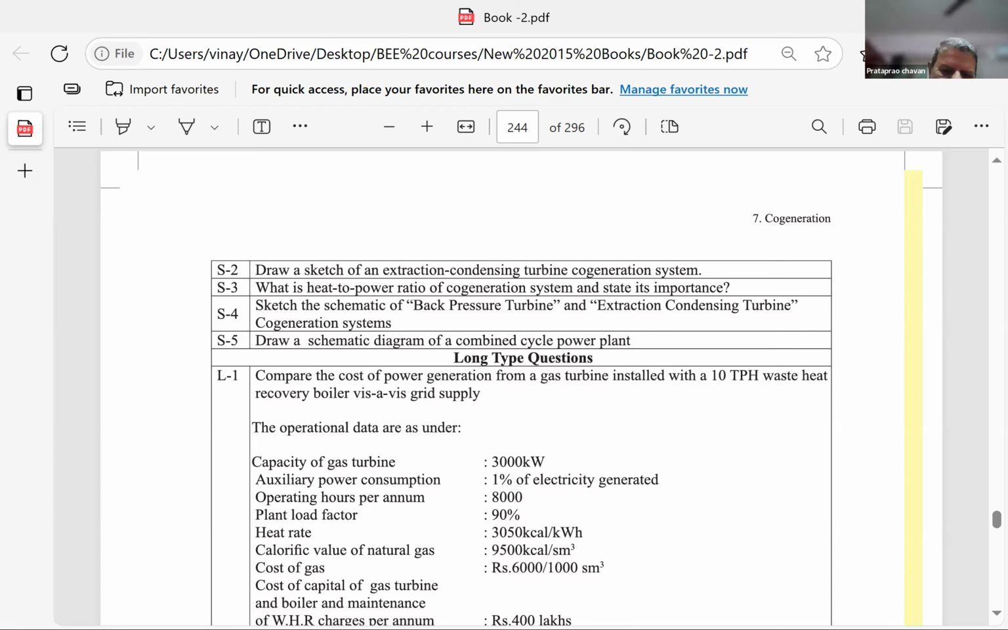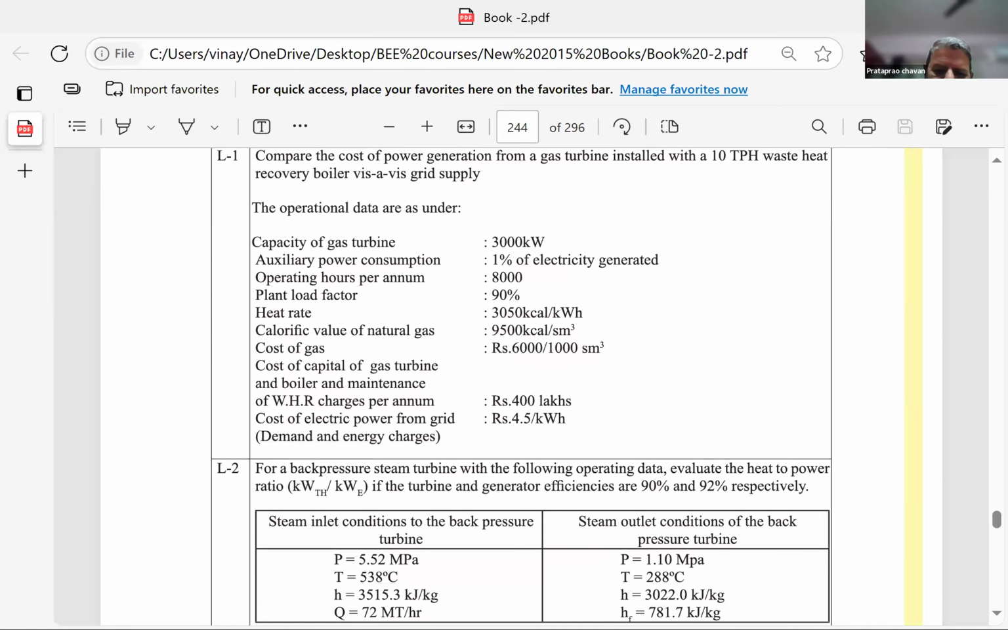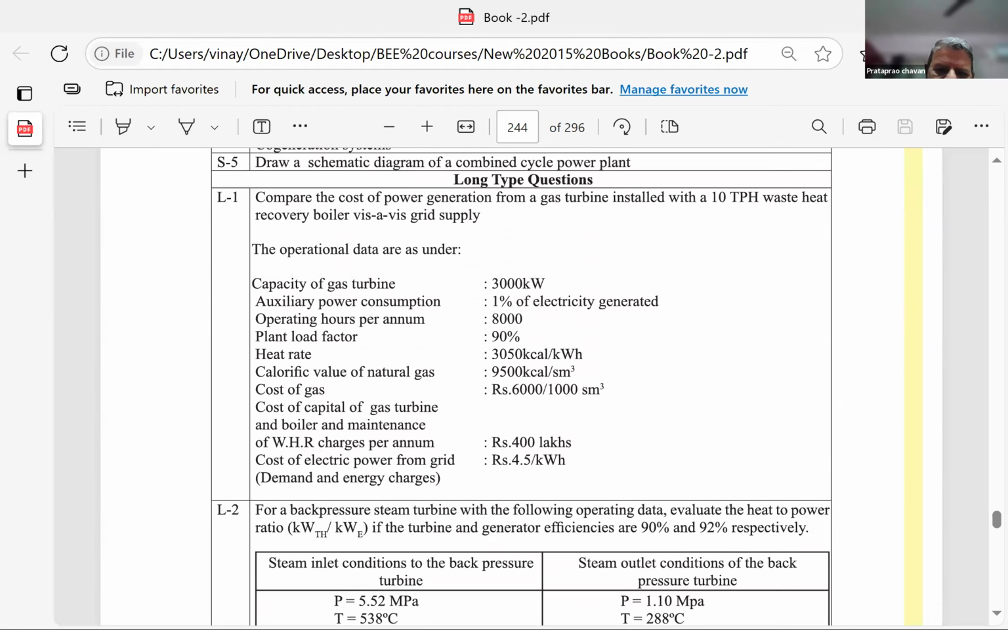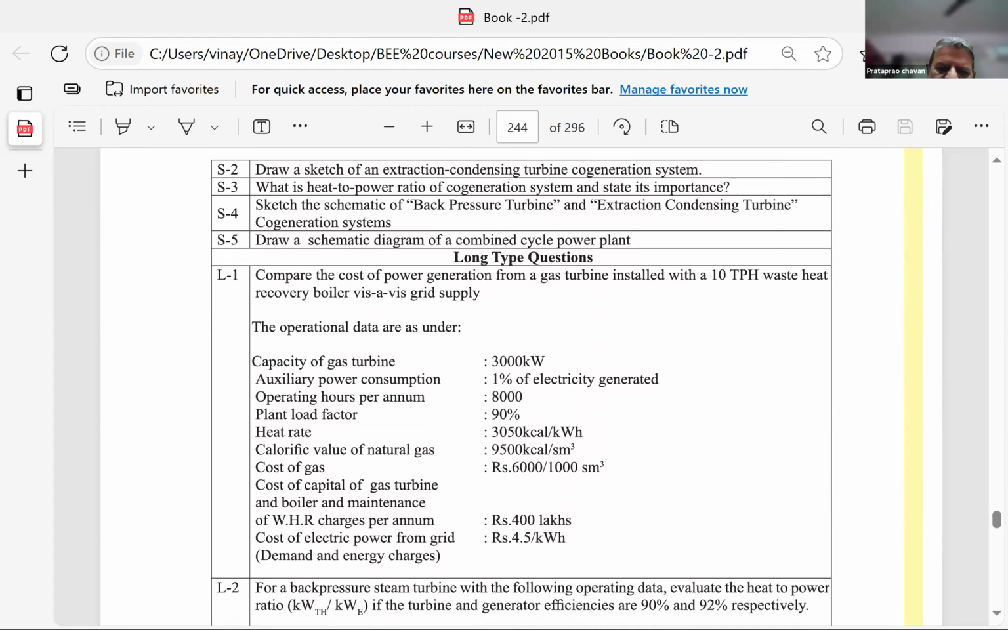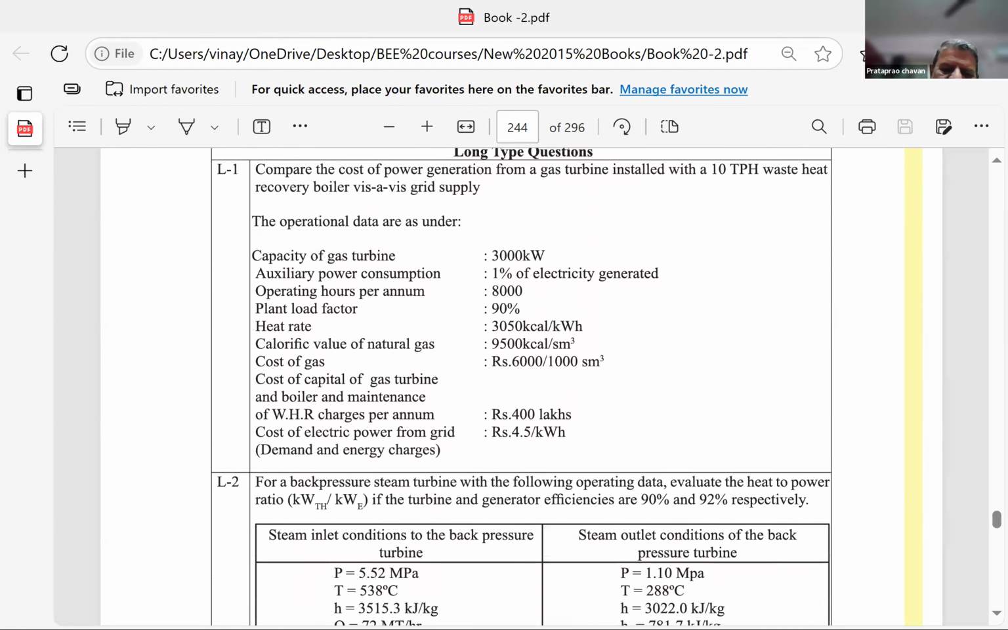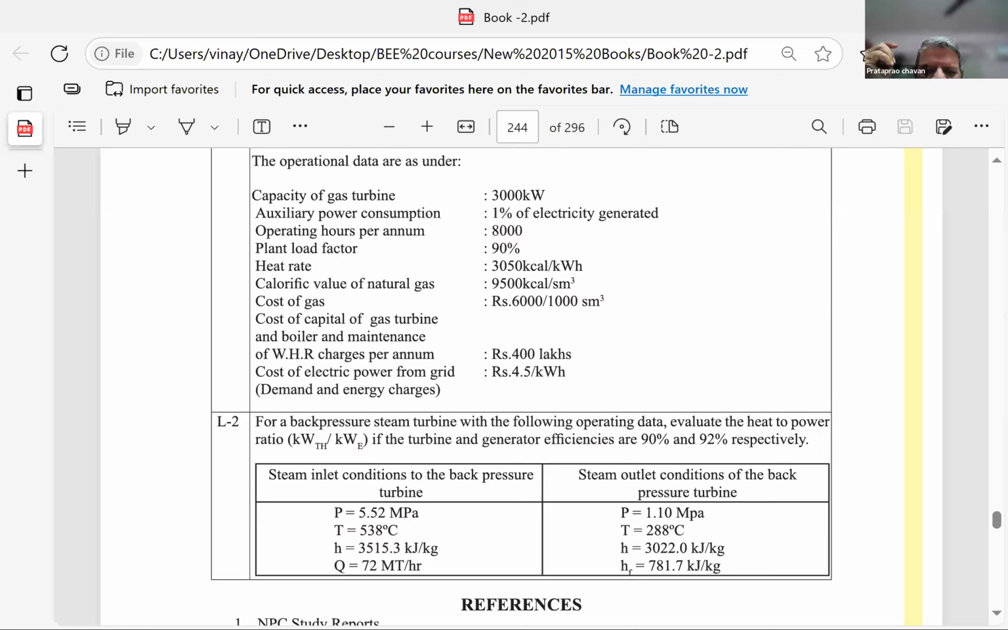And this big question, the long answer question, has so much data as always given. So many inputs. Operational data is here. Compare the cost of power generation from a gas turbine installed with a 10 tons per hour waste heat recovery boiler vis-a-vis grid supply. Grid supply cost is given. Calculate your generation cost by putting in the heat input and heat to power ratio, and then you will come to the conclusion. If the cost is more, it is costly. If it is less, then it is cheaper.